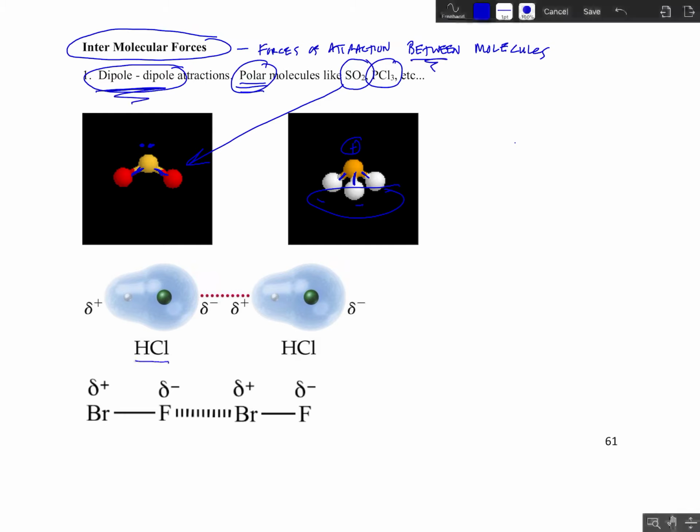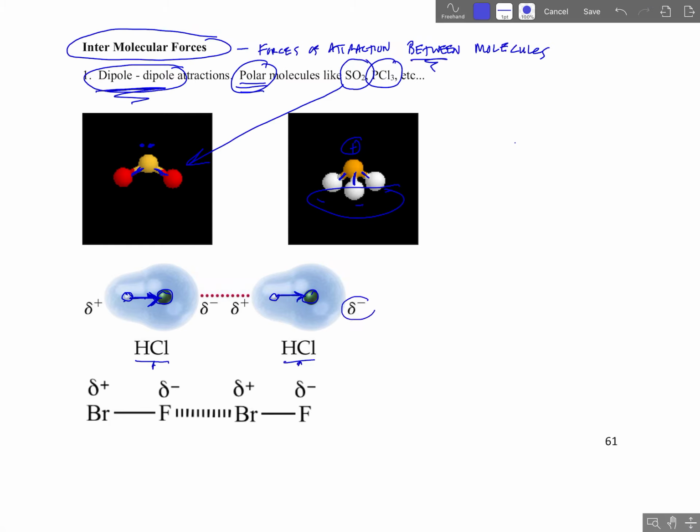Let me give you two very, very simplistic examples. The first is between H and Cl, hydrogen chloride. These are two separate hydrogen chloride molecules. Hydrogen's electronegativity is lower than the electronegativity of chlorine. Chlorine has a higher electronegativity, kiddos, than hydrogen. That means the pair of electrons being shared between hydrogen and chlorine spends most of its time around chlorine as opposed to spending most of its time around hydrogen.